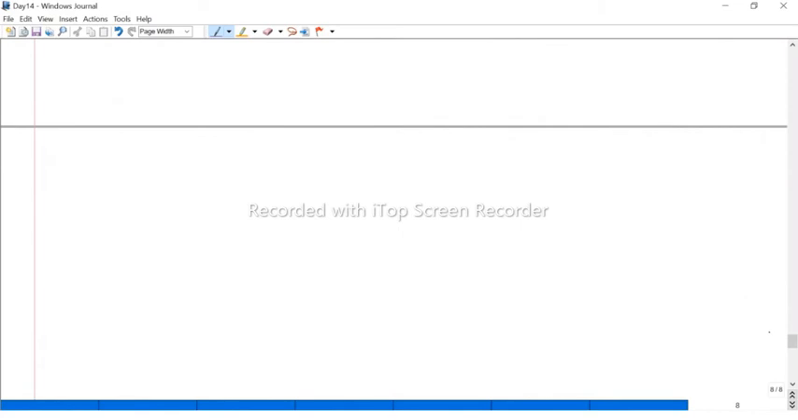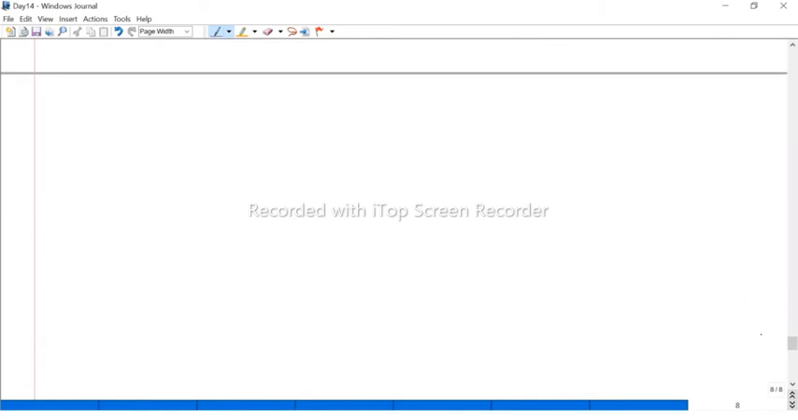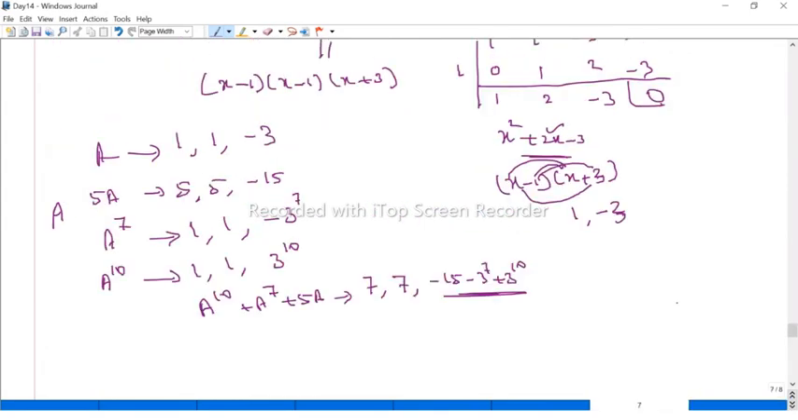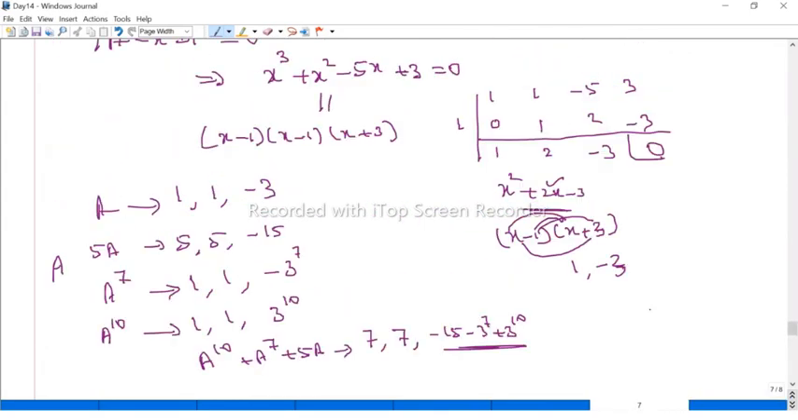So for each eigenvalue, we know the multiplicity. Multiplicity means how many times it is repeated. Look at this matrix. The eigenvalues are 1, 1, minus 3. What is the multiplicity of 1? It is 2, because it is repeated 2 times. Therefore the multiplicity of eigenvalue lambda equal to 1 is 2. The multiplicity of minus 3 is 1. So multiplicity is nothing but the number of times repeated. That is called algebraic multiplicity.